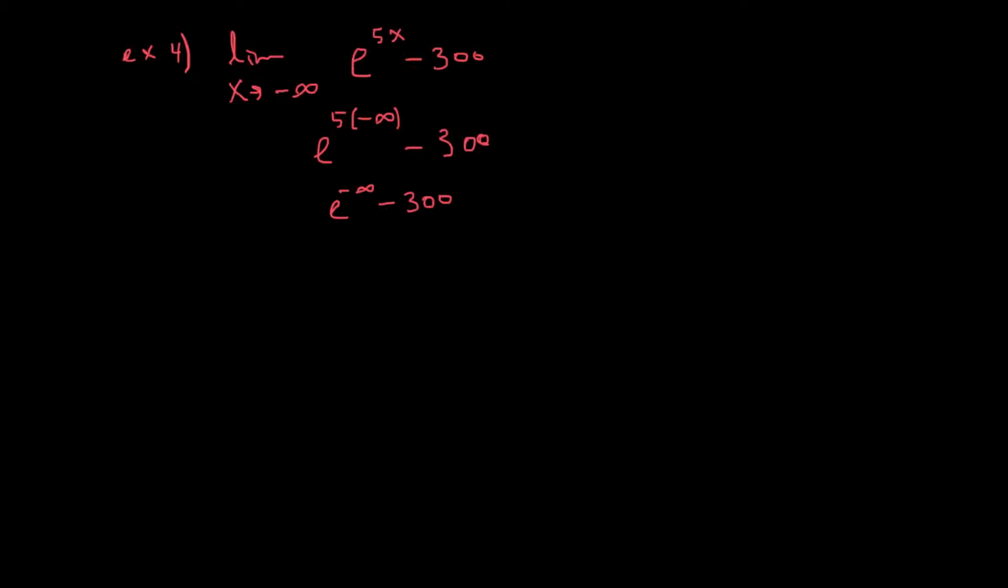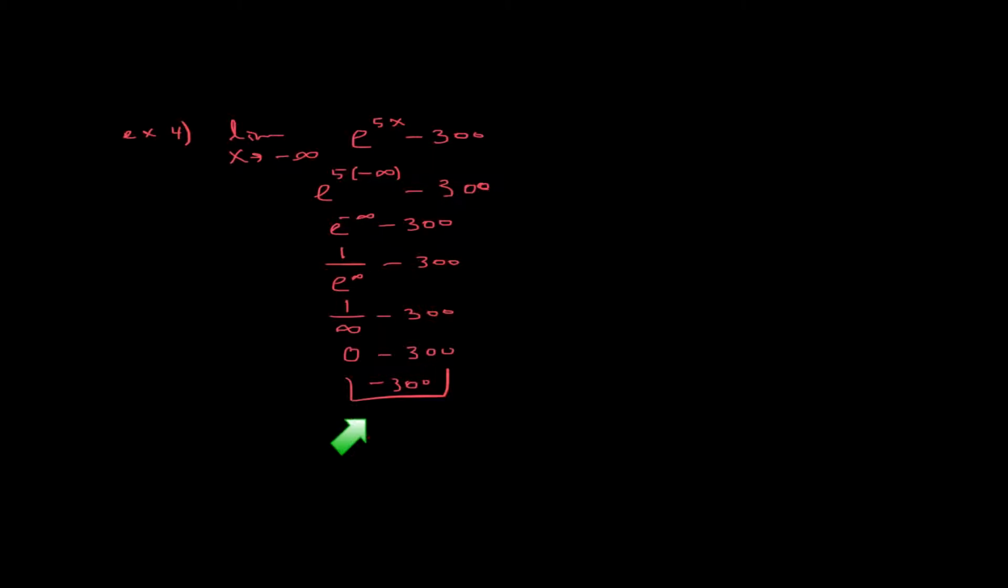Minus 300. And because you have the negative exponent, you want to rewrite it. So it's actually 1 over e to the positive infinity. But the 300 is not affected by that. And when you say 1 over e to the infinity, you're saying that's 1 over e times e times e, an infinite number of times. That'll be infinity. Minus 300. So 1 divided by infinity, that's 0. Minus 300. And so the answer is negative 300.